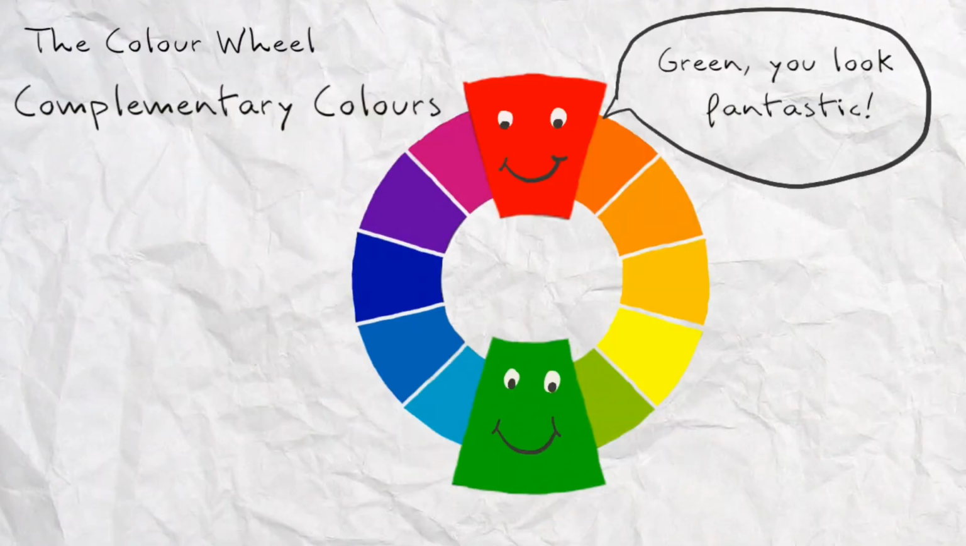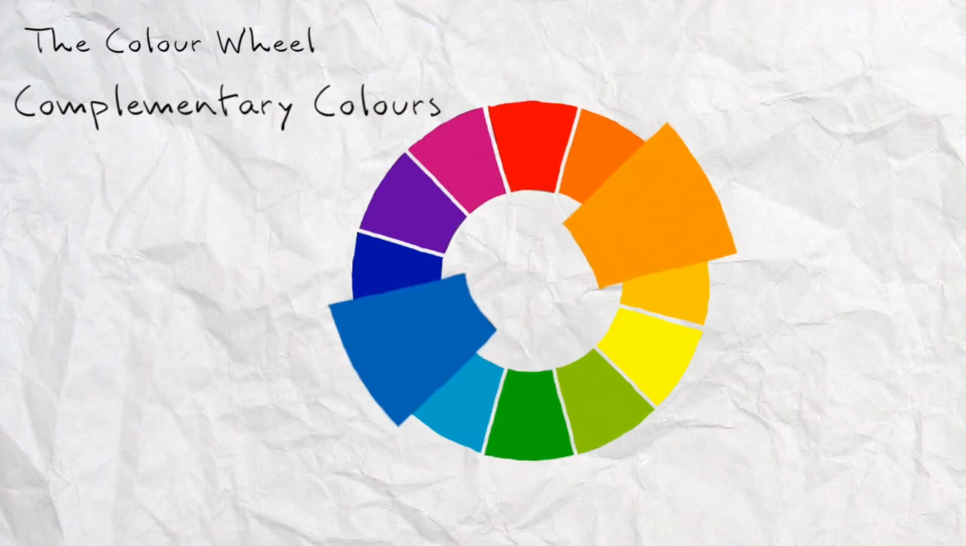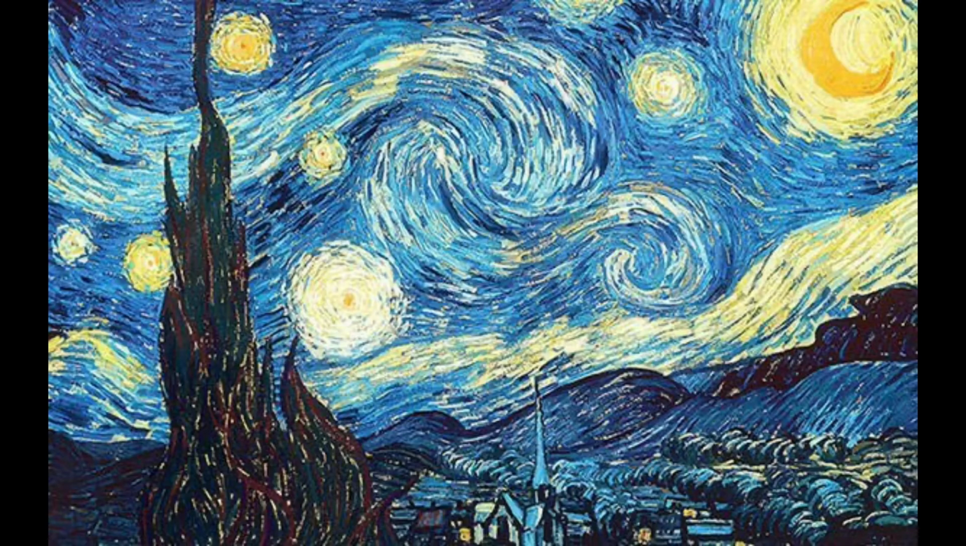Then we get to complementary colors. They're the colors that are across from each other on the color wheel. So red and green, blue and orange, yellow and purple. And Van Gogh uses them very nicely in this painting, Starry Night. I'm sure you recognize that.